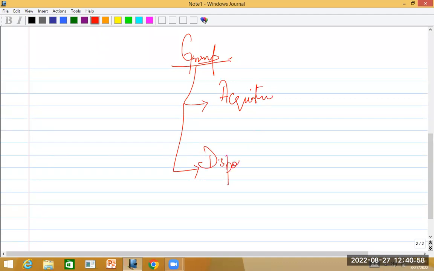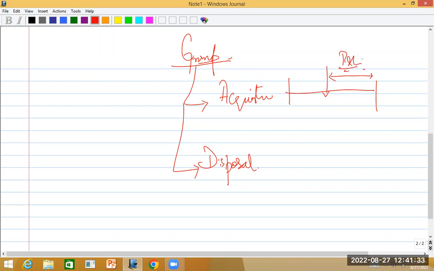Now, with respect to the group, the examiner will ask you a question either related to an acquisition or related to a disposal. In case of acquisition, if we acquire the subsidiary in the middle of the year, then we do the consolidation for the controlling period for the income statement items. So P&L will be consolidated only for the controlling period.